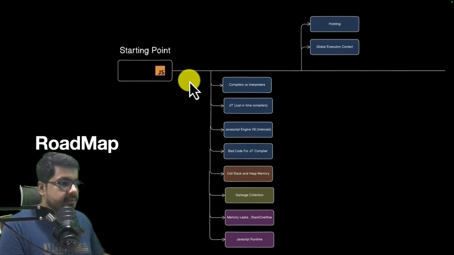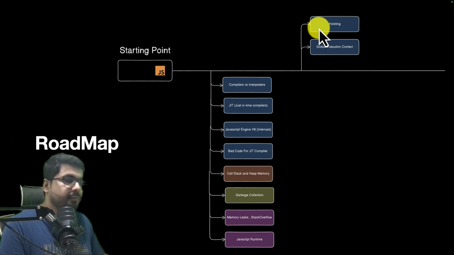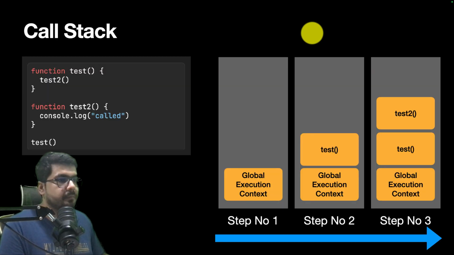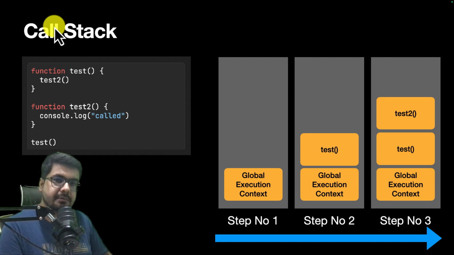Here you can see my roadmap, and we are done with these concepts. We have completed all of these, and now we are on station number 2, in which we have totally understood the global execution context, and today we will be covering hoisting. So let's move on. This is just a recap of the previous concepts we discussed. You can see that we have our call stack.